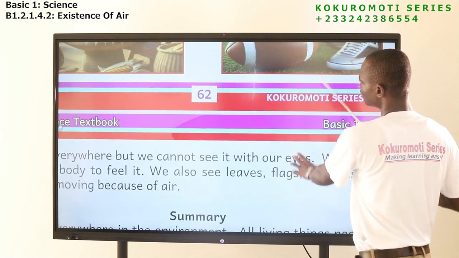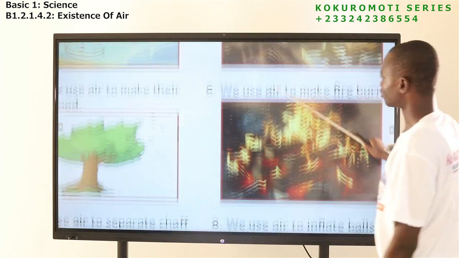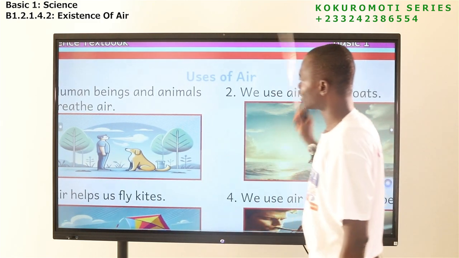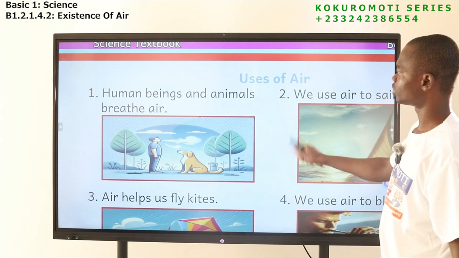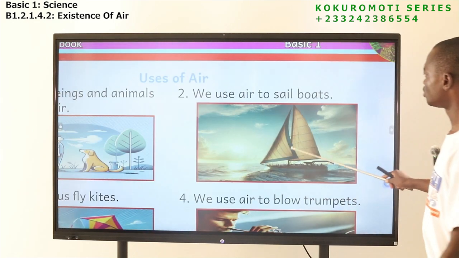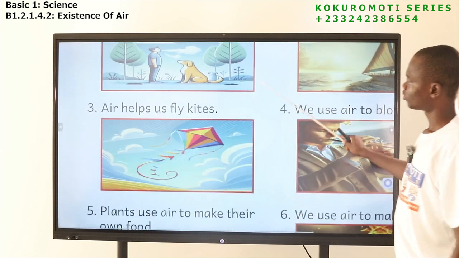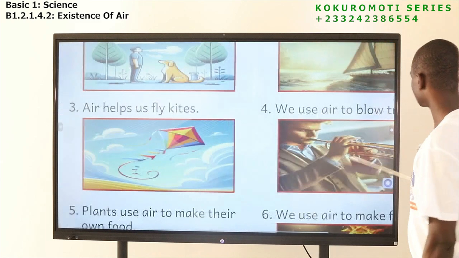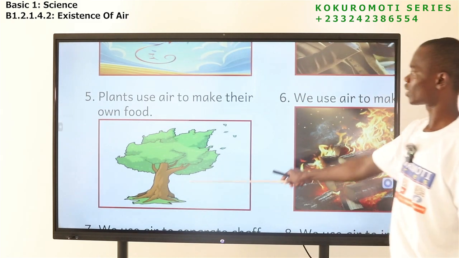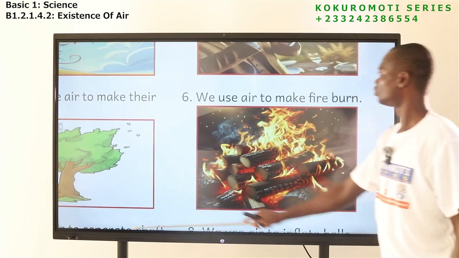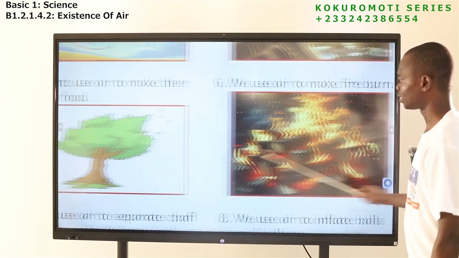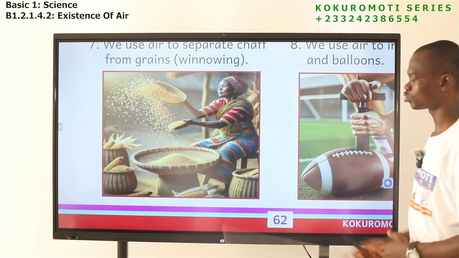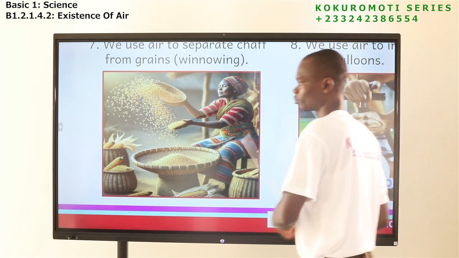So we have seen 8 uses of air. We have said that air helps us to breathe. We use air to sail boats. We use air to fly kites. We use air to blow trumpets. Plants use air to make their own food. We also use air to make fire burn. Air is used for winnowing, to separate one substance from another.